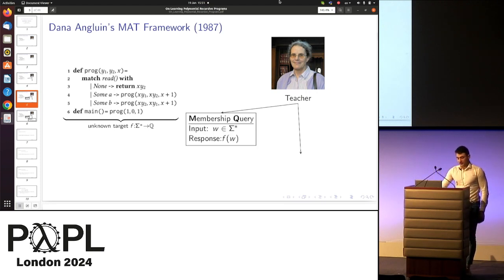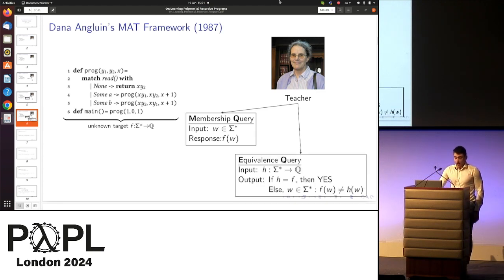The first oracle is a membership query oracle, to which we can ask what's the value of a certain input w. And we have an equivalence oracle to which we pass a hypothesis, something which we think might be in the black box, and the teacher will tell us if they're equivalent, in which case we halt. Otherwise, the teacher will provide us with a counterexample, by which I mean just the word on which the hypothesis and the target function disagree.